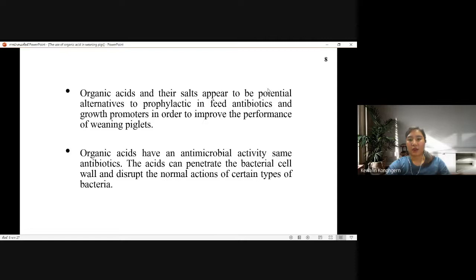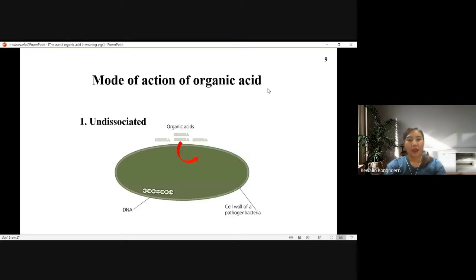Organic acids and their salts appear to be a potential alternative to prophylactic and in-feed antibiotic growth promoters in order to improve the performance of weaning piglets. And organic acids have antimicrobial activity, the same as antibiotics. The acid can penetrate the bacterial cell wall and disrupt the normal action of the central type of bacteria. This is the mode of action of organic acid.